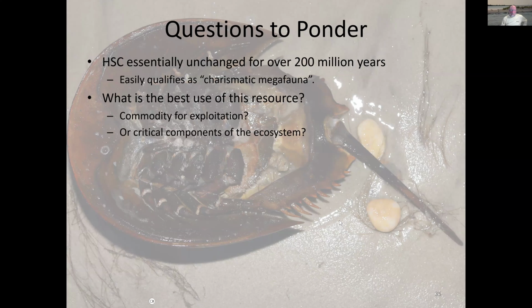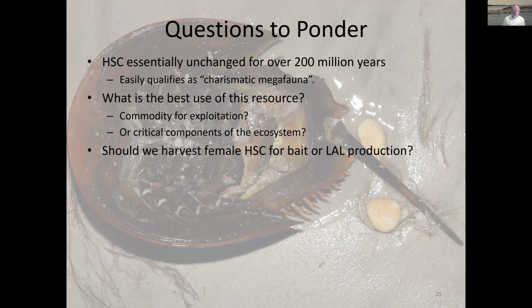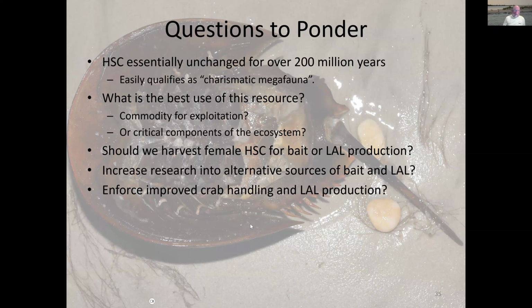So we need to think about what is the best use of this resource if we're going to use them. Is it a commodity for exploitation, or is it a critical component of the ecosystem? Should we be harvesting them at all for bait, for conchs, or for LAL production? Should we be increasing our research into alternative sources for bait and for LAL production? Should we enforce improved crab handling, try to reduce the mortality from 15 or 30% down to minimal values?